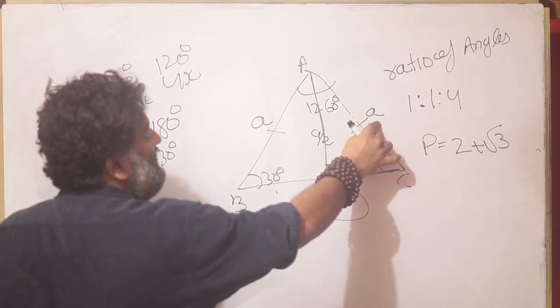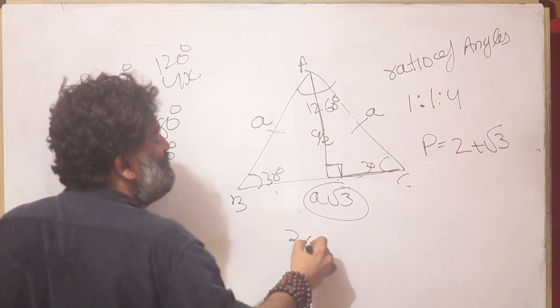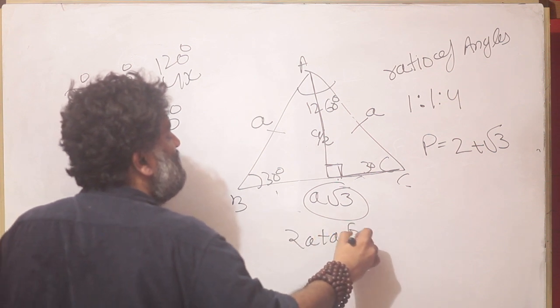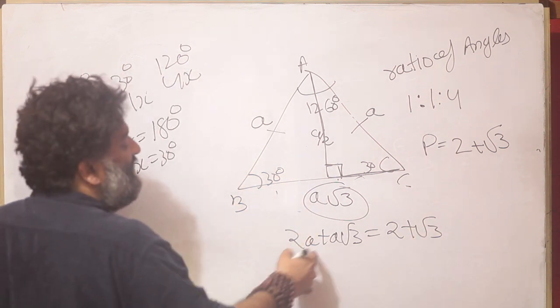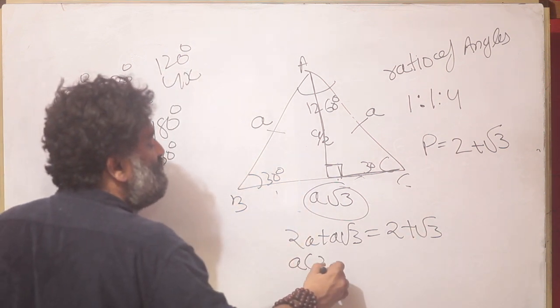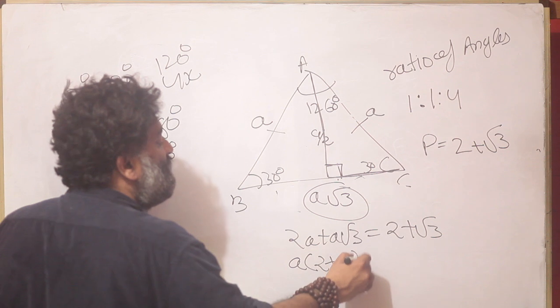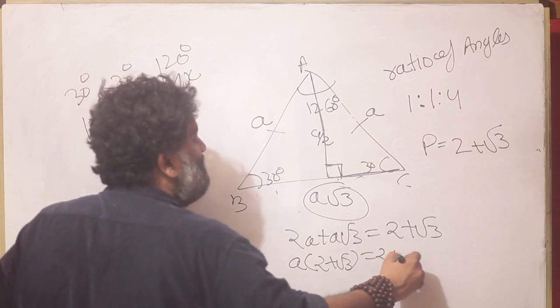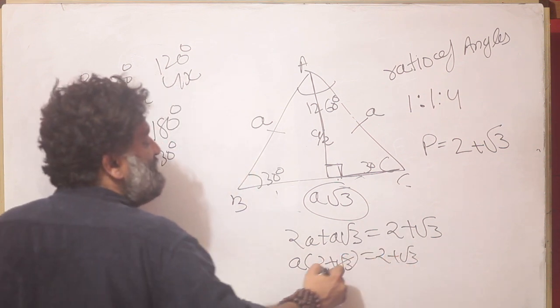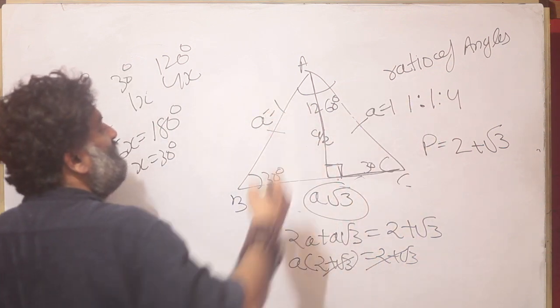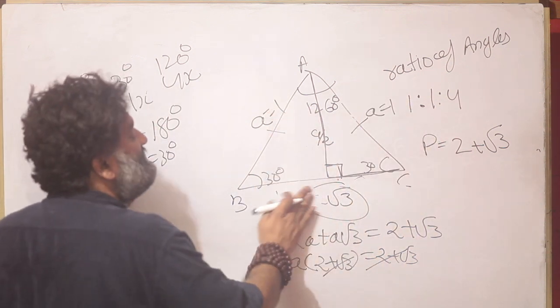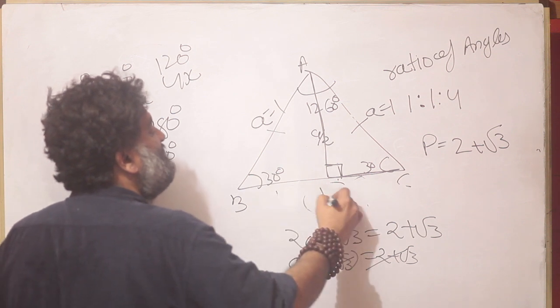So A plus A plus A root 3, that means 2A plus A root 3 is equal to 2 plus root 3. If I take A common, 2 plus root 3 is what is left inside, and 2 plus root 3 here. This is getting cancelled, that means A is equal to 1. A is equal to 1. And this side, A root 3, is root 3.